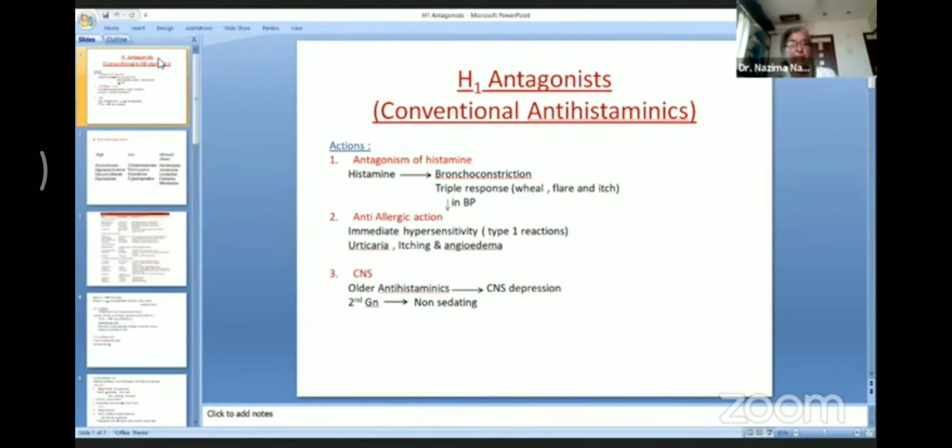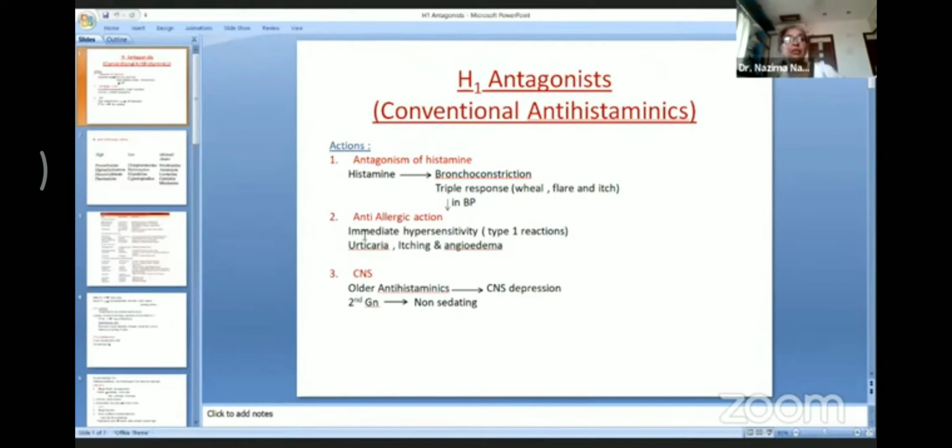Coming to the actions of the H1 antagonists, which are also called the conventional antihistaminics: they antagonize histamine. Histamine causes bronchoconstriction, and it also causes the triple response, which includes the wheal, flare, and itch, and it also leads to a fall in blood pressure. All these are antagonized by the H1 antagonists.